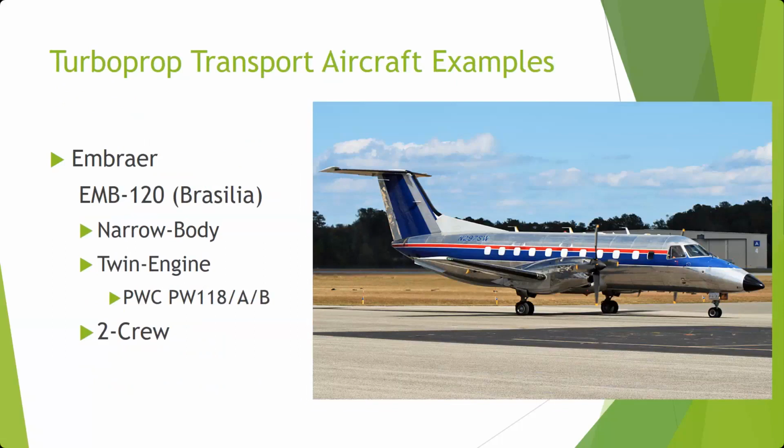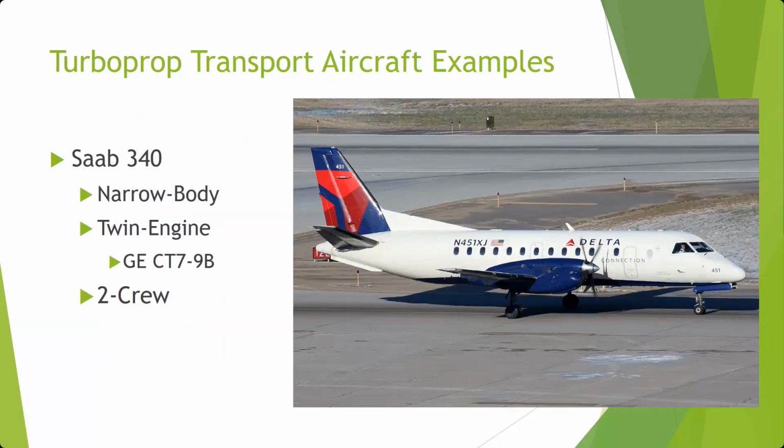The EMB 120 is a twin engine turboprop, Pratt & Whitney 118 A's and B's. Most of what you see flying around today is a B model. Two crew, single aisle. Saab out of Sweden made the Saab 340 and the Saab 2000. The Saab 2000, they lost their shirts on it and it bankrupted Saab Aerospace. So the Saab 340 was a common regional turboprop. They're still flying around. You still see these down in the Caribbean and areas like that. Twin engine. They use a GE CT7, which is technically a turboshaft engine that they stuffed the propeller on the end of. Two crew aircraft.